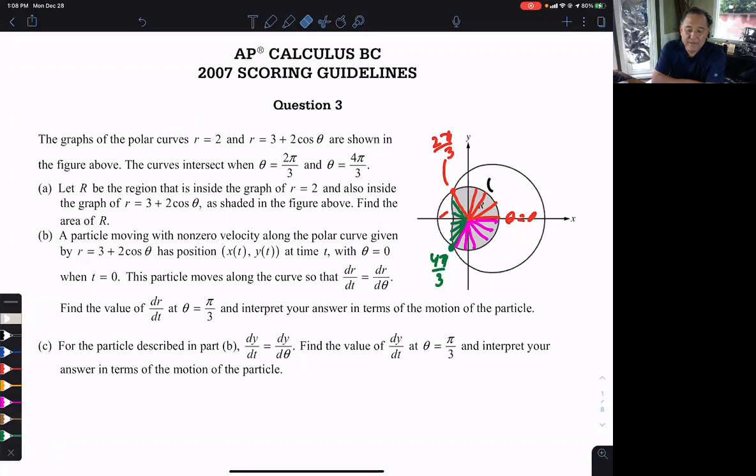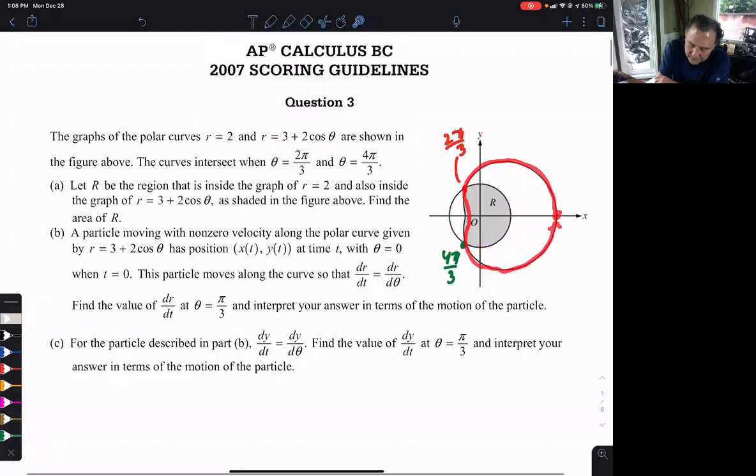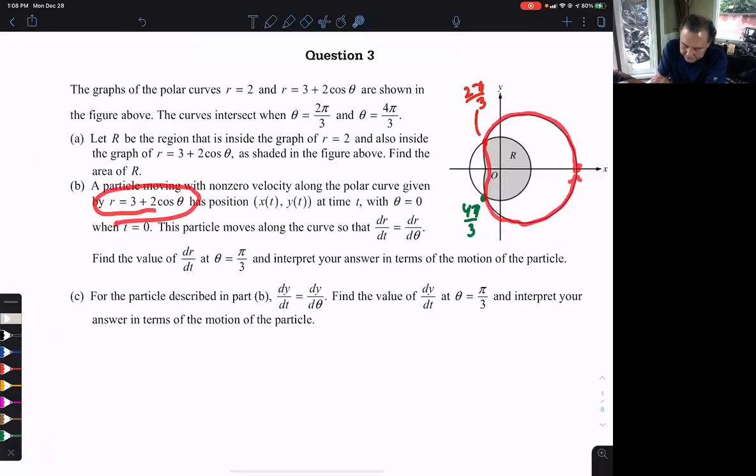This is 2007 Form A, number 3, Part B. So they give us a lot of information. So you have a particle. Let me erase this stuff from the last problem. So you have a particle moving along this. So it's kind of cruising along, going along this curve like that. That's what it's saying. It's moving about this curve. And it starts at an angle of 0. That's the starting point right here.